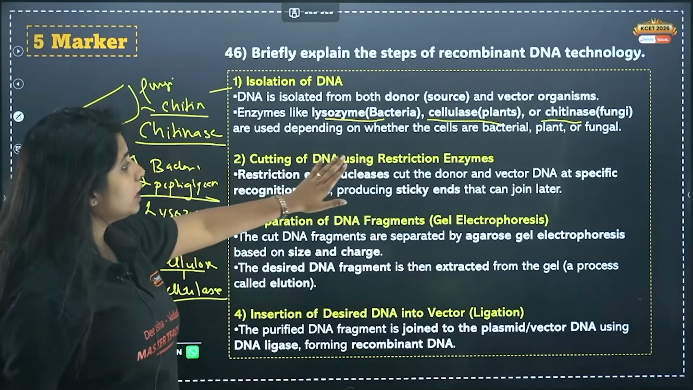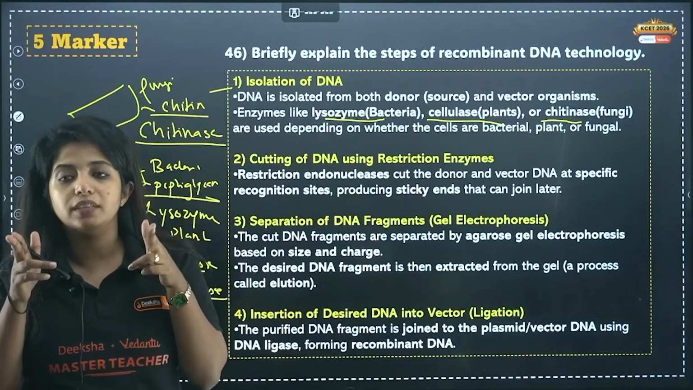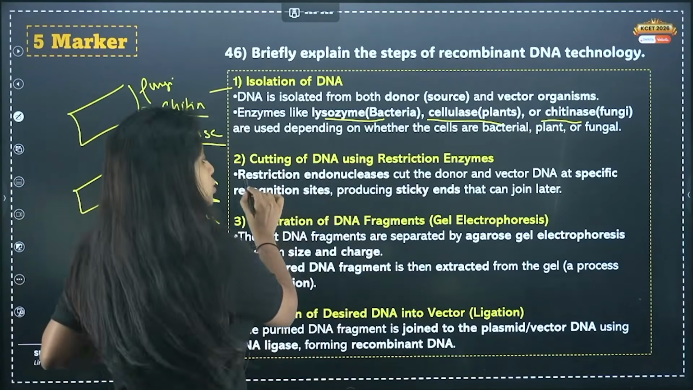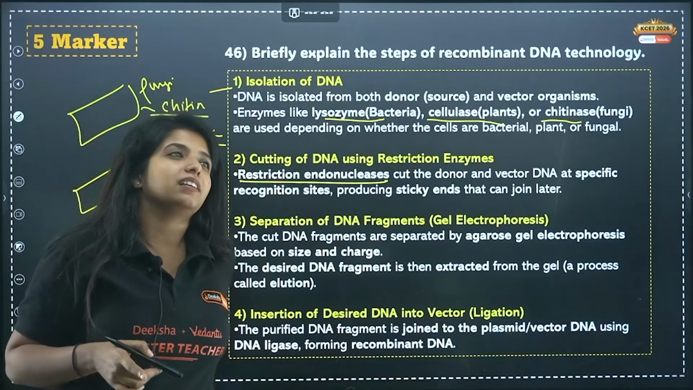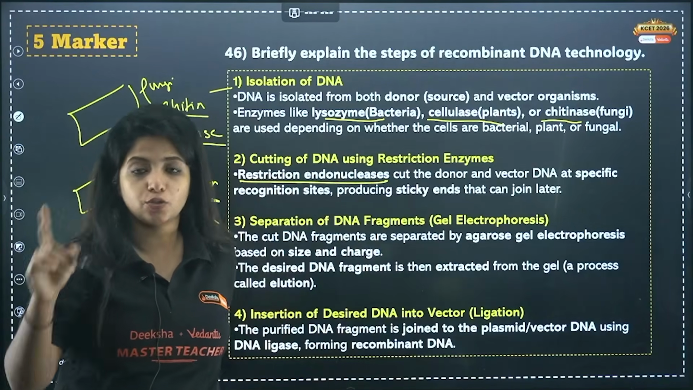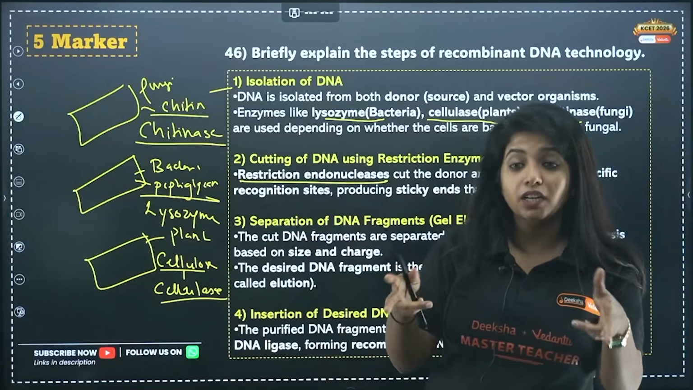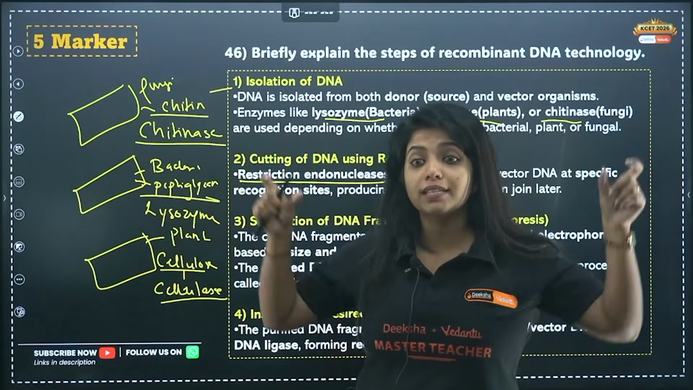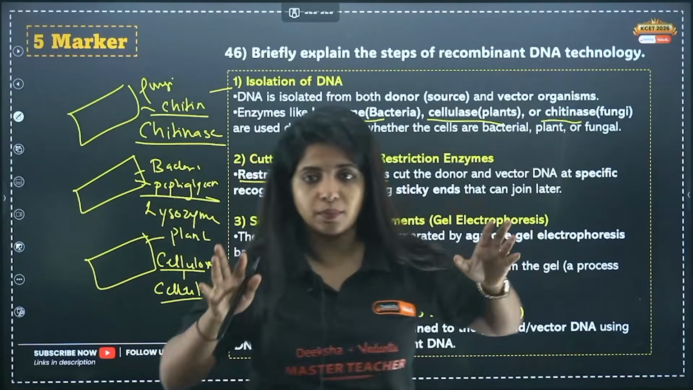Now, cutting of DNA using restriction enzyme. So once DNA is obtained, you cut the DNA with the help of restriction enzymes. The restriction endonucleases, please remember there can be a question asking the difference between restriction endo and exo. Endonucleases cut the DNA from within. Exonucleases cut at the end. They usually cut at the end, always remember that.